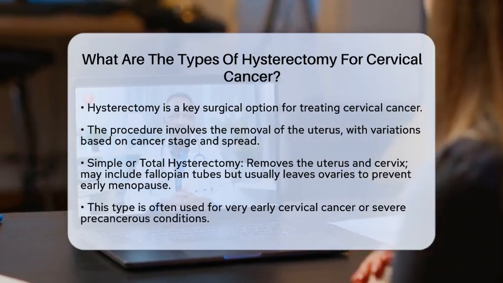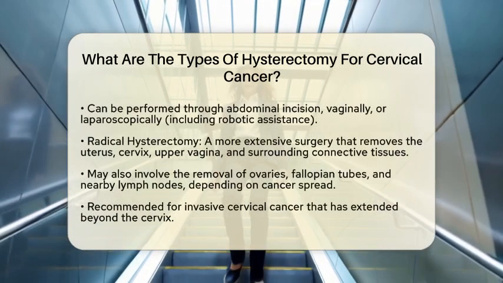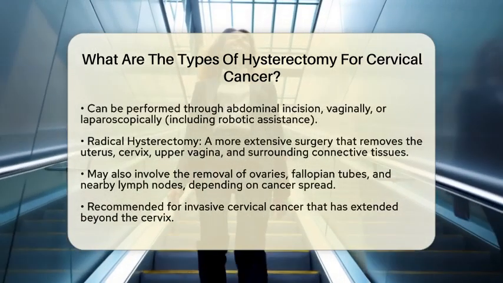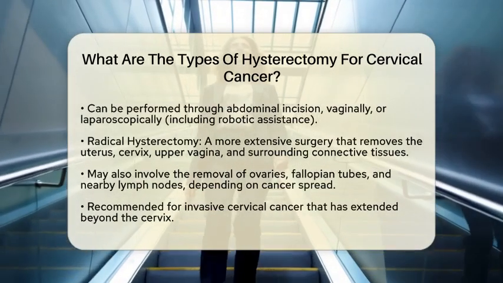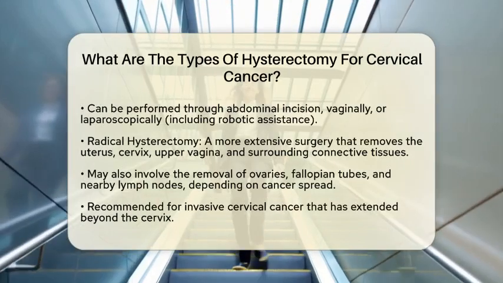It can be done through different methods, such as an abdominal incision, vaginally, or using laparoscopic techniques, which may include robotic assistance. Next is the radical hysterectomy.